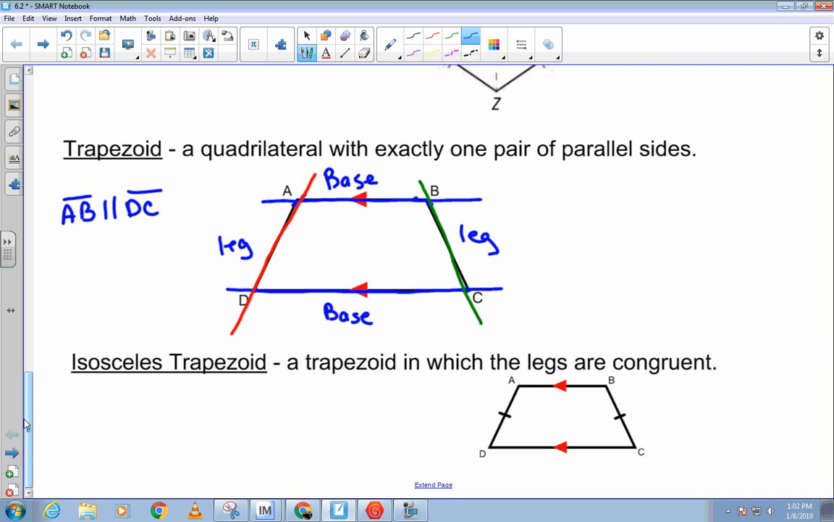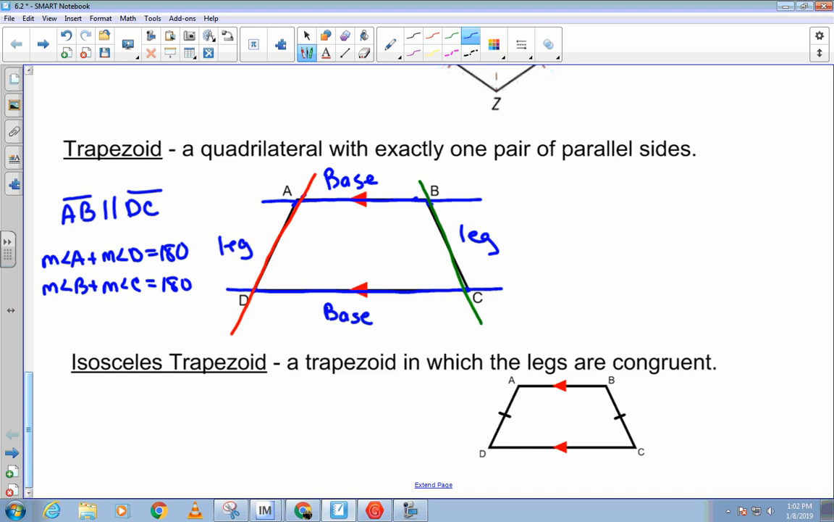They're equal to 180 because they're what kind of angles? Well, yeah, they're supplementary angles. Same side interior, right? So the measure of angle A plus the measure of angle B equals 180. And then B and C have the same relationship, right? Because they're same side interior. So the measure of angle B plus the measure of angle C equals 180.